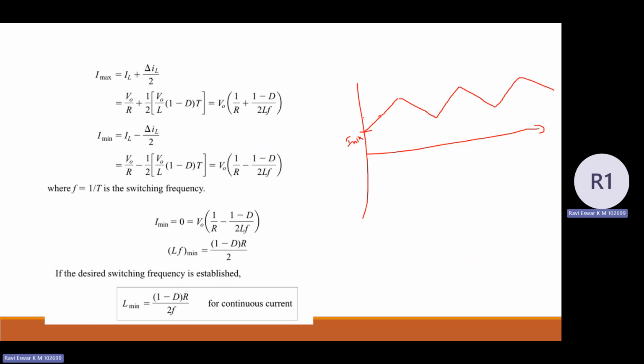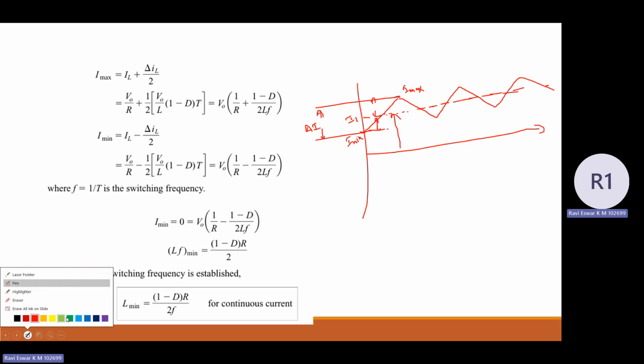Now if I want to calculate Imax, Imax is here, and this is IL average. So Imax I can write as IL average plus del I by 2, because the total ripple is del I. Half of the ripple comes here as del I by 2, and here del I by 2. I can take another color here.